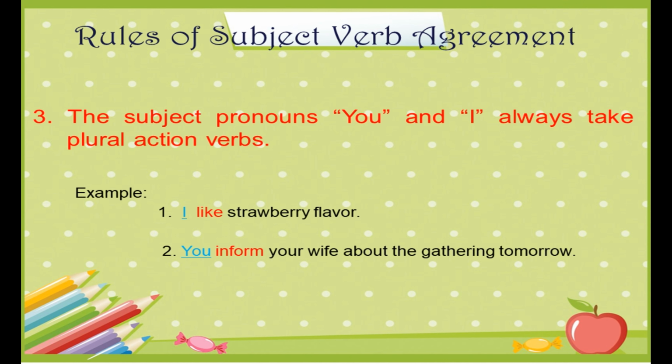Rule number 3. The subject pronouns "you" and "I" always take plural action verbs. Example: I like strawberry flavor. You inform your wife about the gathering tomorrow.